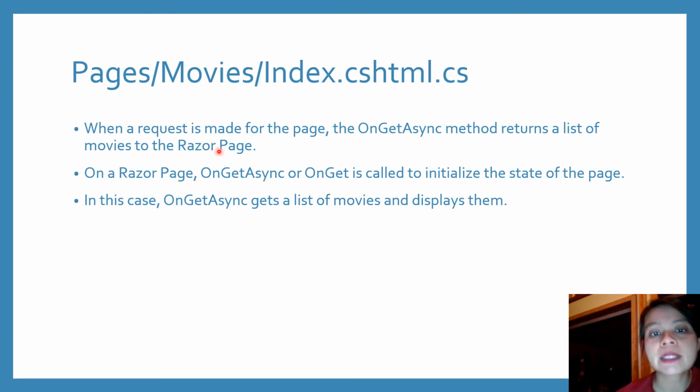When a request is made for the page, the OnGetAsync method returns a list of the movies to the Razor page. So on the Razor page, OnGetAsync or OnGet is called to initialize the state of the page, right? In this case, OnGetAsync gets a list of the movies and then displays them.